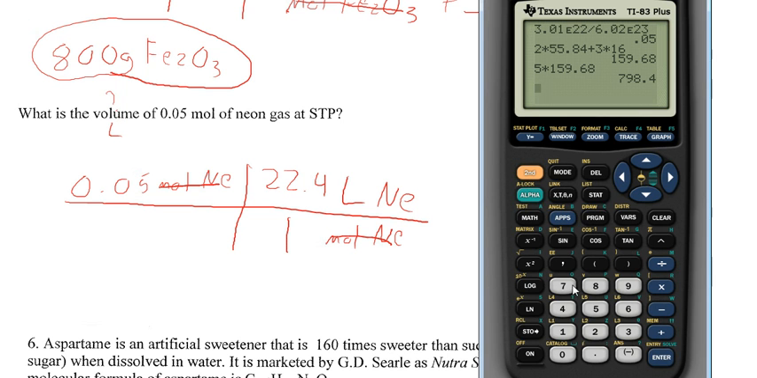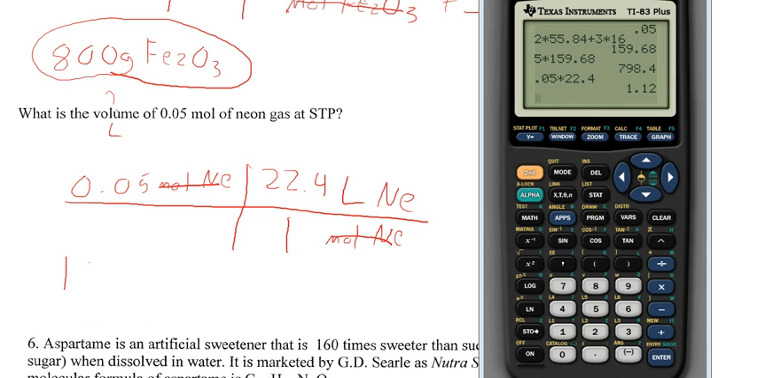So we just put this into our calculator, 0.05 times 22.4. And we are told 1.12. We only want one significant figure. 0.05 only has one significant figure in it, so we just round this to the first significant figure, so 1.1 gets rounded to 1. So this would be 1 liter of neon gas.